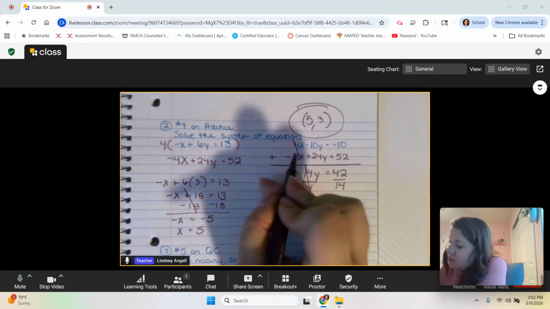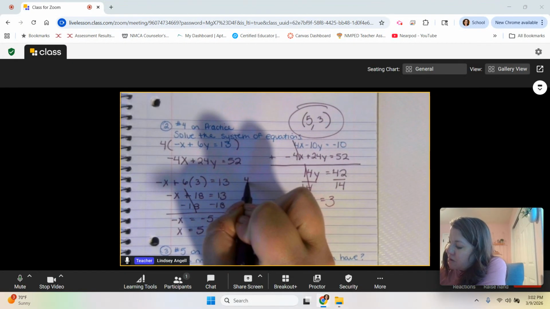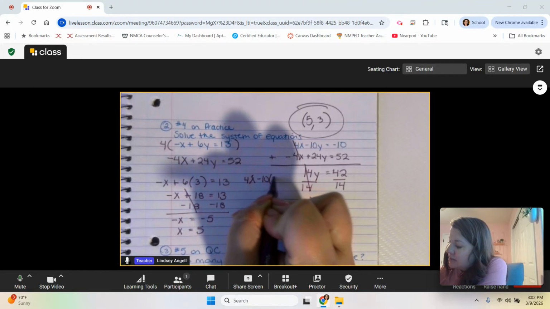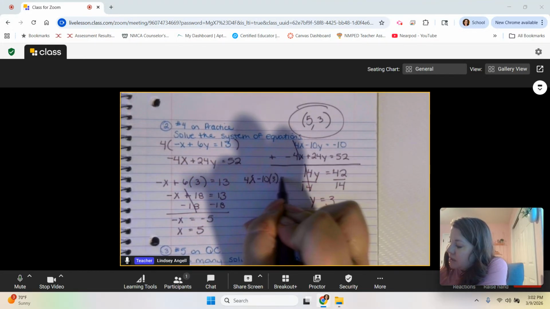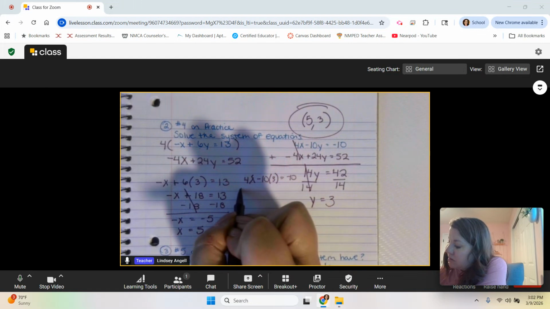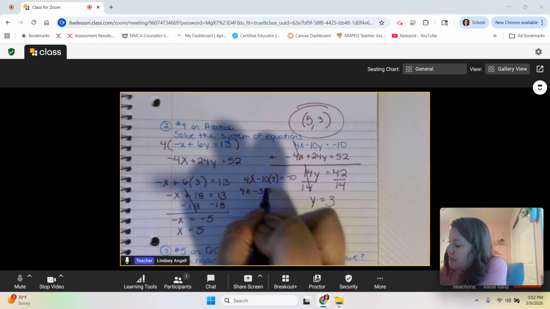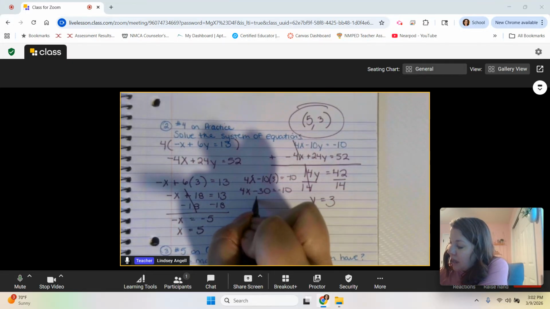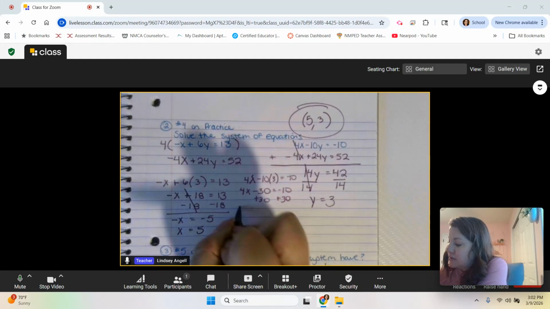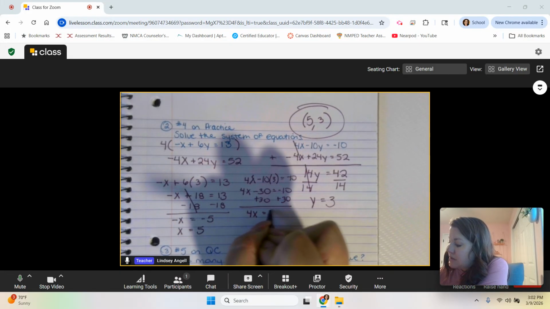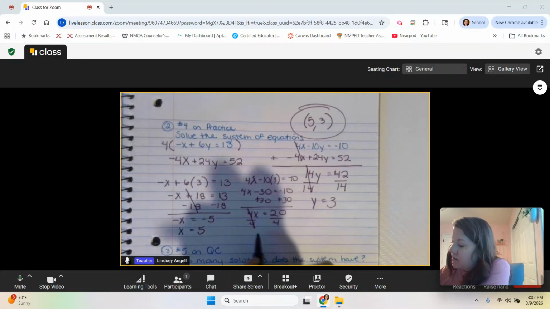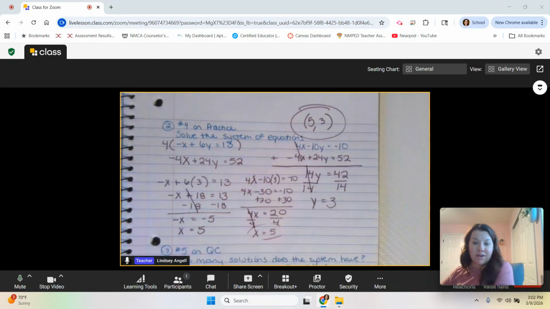Okay, but I do want to check this other one just to be safe. So we'd have 4x minus 10 times 3 equals negative 10. Well, 4x minus 30 equals negative 10. Add 30 to both sides. 4x equals positive 20. Divide by 4, divide by 4, they cancel, and x equals 5. So that gives us our final answer.